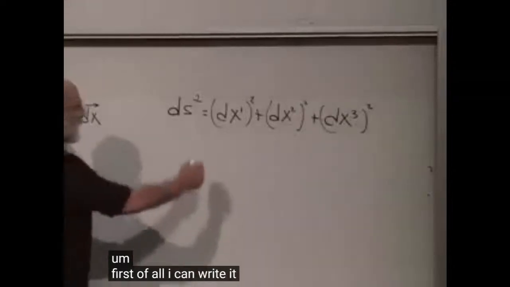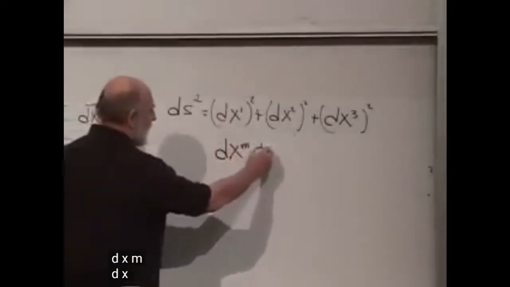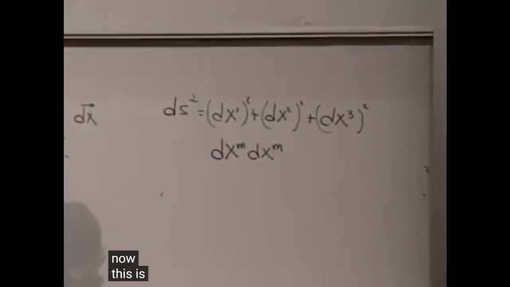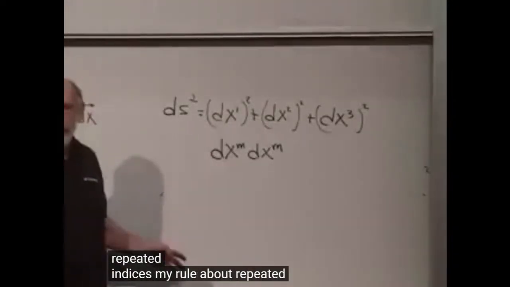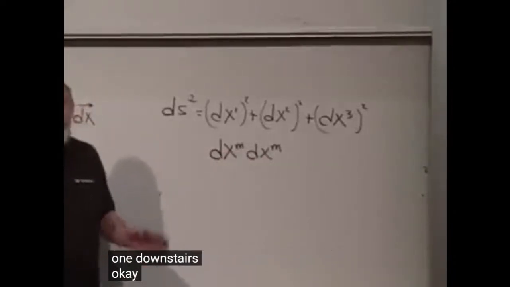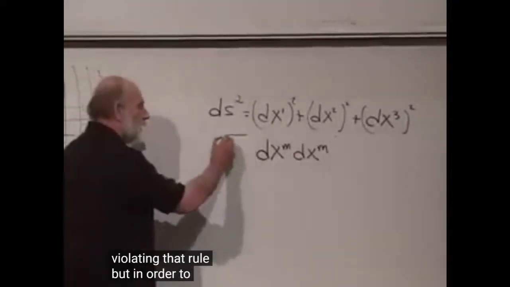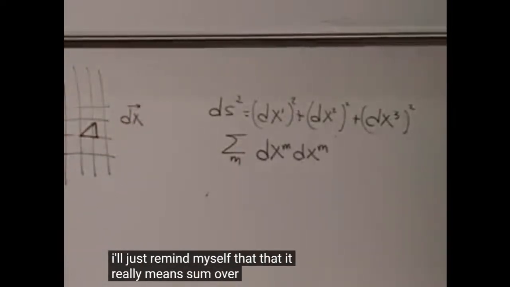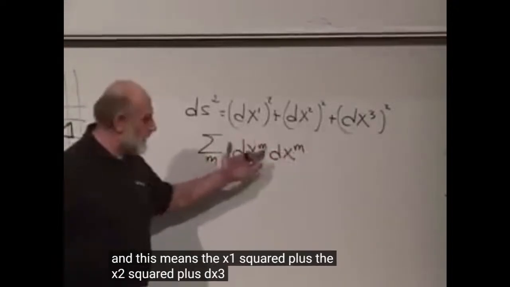First of all, I can write it in this fashion. dxm dxm. Now, this is violating one of my rules about repeated indices. My rule about repeated indices is that you should put one upstairs and one downstairs. Okay? So I'm explicitly violating that rule, but I'll just remind myself that it really means sum over m. And this means (dx1)² plus (dx2)² plus (dx3)².